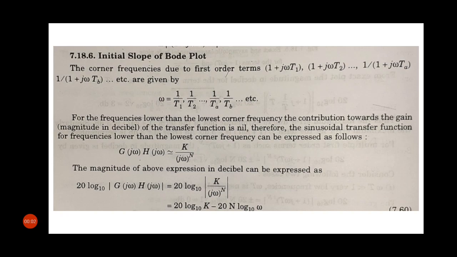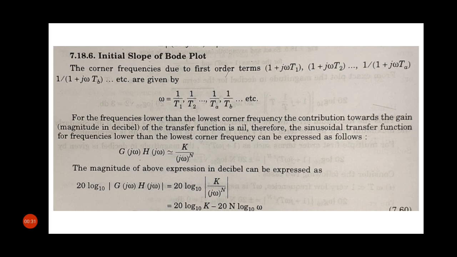Hello student, in this lecture I will discuss the initial slope of Bode plot. So let's start our discussion. The corner frequencies due to first order terms like 1 plus j omega t1, 1 plus j omega t2, like 1 by 1 plus j omega ta, 1 by 1 plus j omega tb, etc.